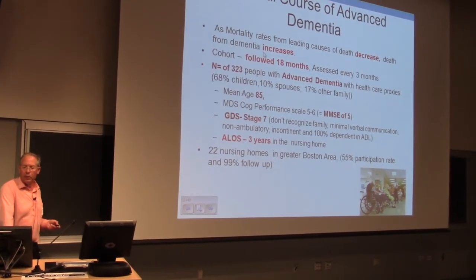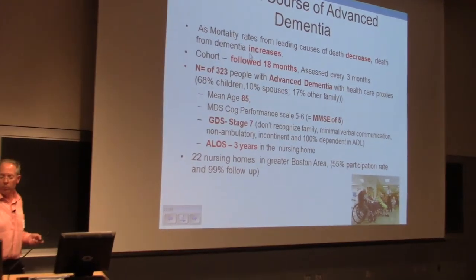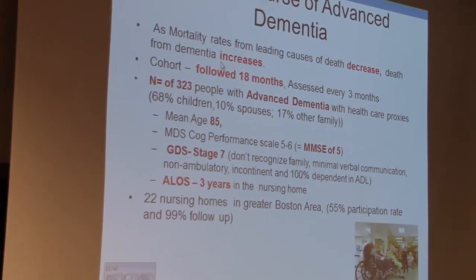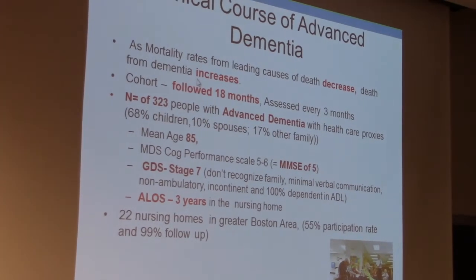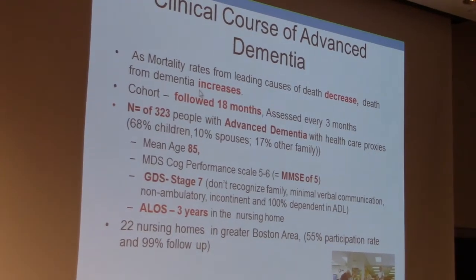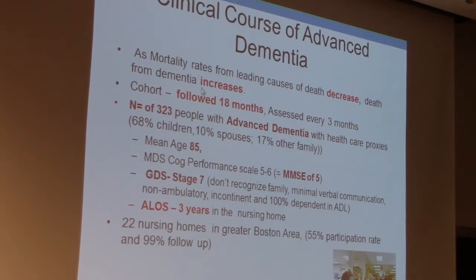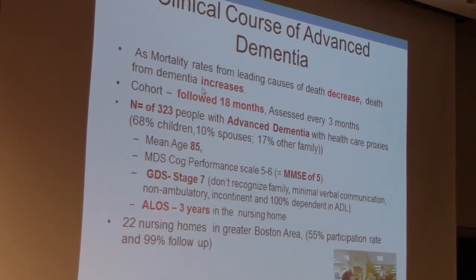So basically it was a cohort of people that were followed for 18 months, and they were assessed every 3 months. It was a total of 323 people who had advanced dementia, and they had to have a healthcare proxy. So they had to have a family member or someone else to advocate for them. Their average age was 85. These people had severe dementia. They used the MDS cognitive performance scale. It was 5 to 6, which is equivalent to an MMSE of 5 out of 30. So you get a sense of how impaired these people were.